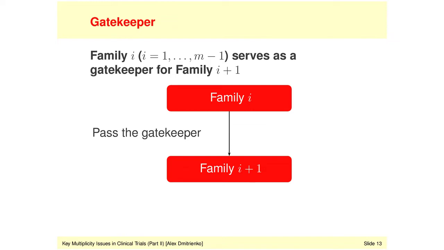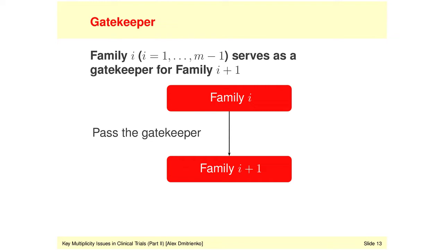This is a simple diagram that captures the main idea behind any gatekeeping strategy. Gatekeeping strategies, as I said on slide 11, support efficient solutions for multiplicity problems where multiple analyses are grouped into families, and these families of analyses or objectives or null hypotheses of no effect are tested sequentially. For this reason, every family except for the last one in this predefined sequence of families serves as a gatekeeper for the next family in the sequence.